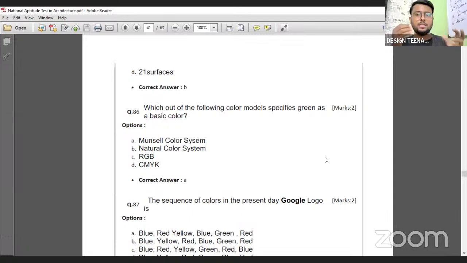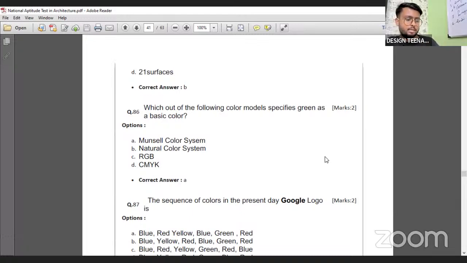And in this Munsell color system, in this color wheel, what are our basic or primary colors? Our primary colors are red, yellow, and blue. But they're asking about green as a basic color. I'm pretty much confused regarding this, because I feel the correct answer will be red, green, and blue, the three basic colors we see in any sort of devices. I will come back to you guys with this question.